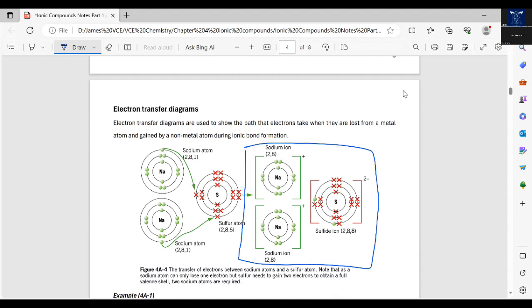It is okay if you can't draw. I mean, rather, they will not ask you to draw this. They will ask you to draw this. So you should be able to draw this.